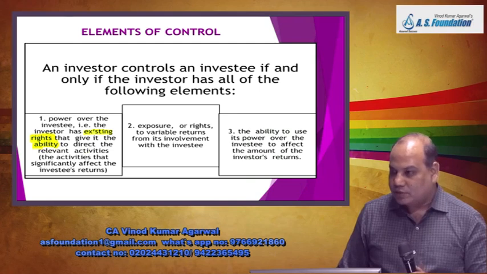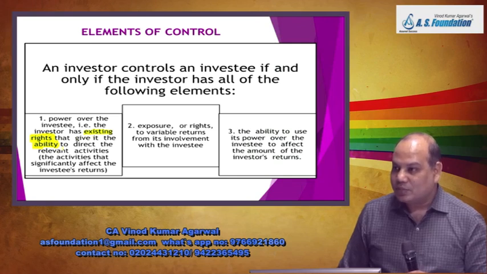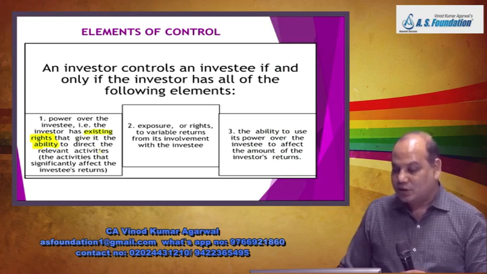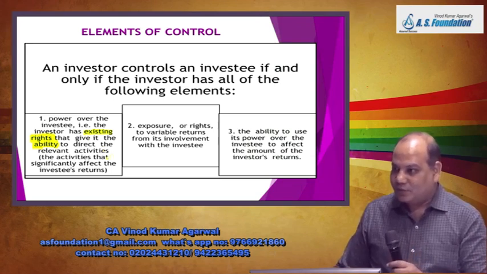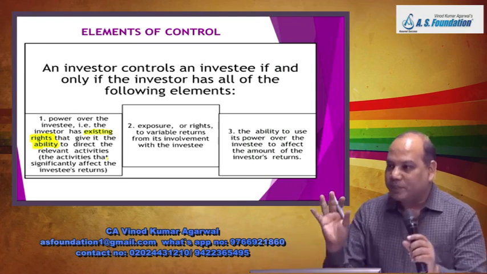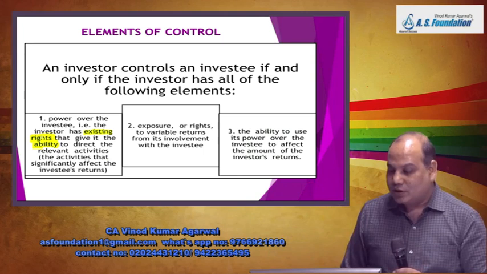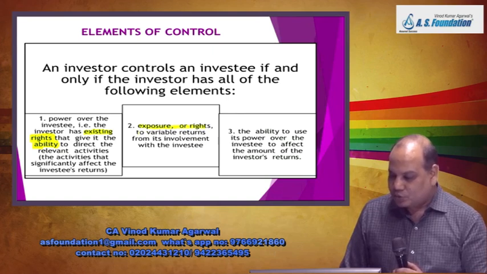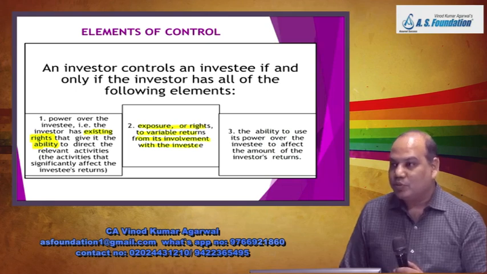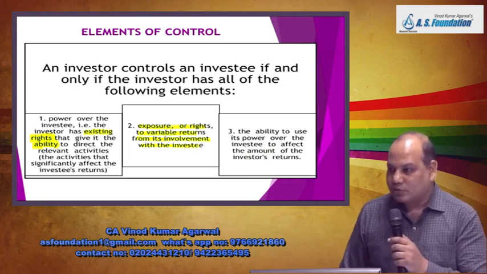So 3 points are covered here. Investor has existing right, investor has current ability, and investor has the right to direct the relevant activities. If these are present, you have the power. Okay? Second thing is that to have control, you should be exposed to or have rights to variable returns. That means, as I have told you earlier also, you are exposed to risk and variable return. You may earn a lot of profit, you may even lose your entire capital also.